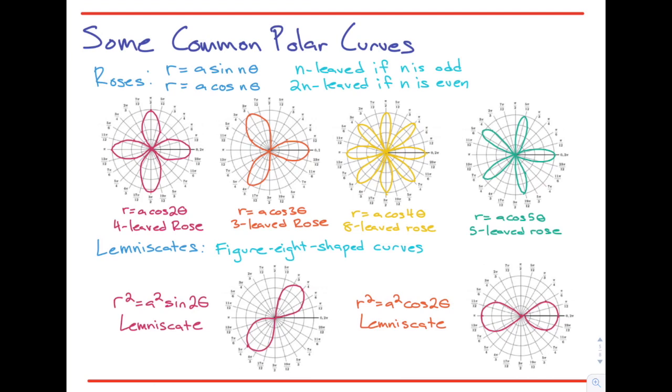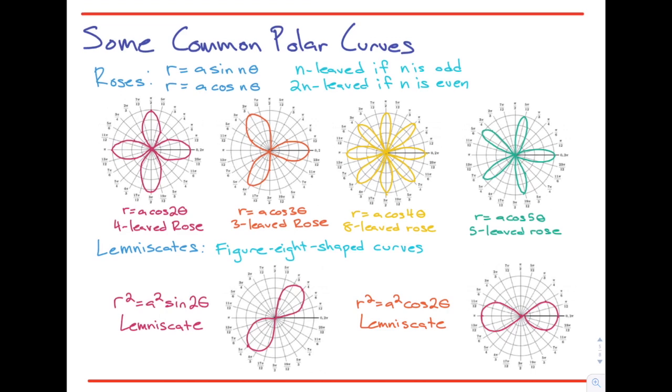So a couple examples: if we have r equals a cosine 2 theta, we have a 4-leaved rose. If r equals a cosine 3 theta, we have a 3-leaved rose, since 3 is odd. If r equals a cosine 4 theta, we have an 8-leaved rose, because n is even, we have a 2n-leaved rose. And then if r equals a cosine 5 theta, we have a 5-leaved rose. Step forward from that is a lemniscate. If we have r squared equals a squared sine 2 theta or r squared equals a squared cosine 2 theta, we have these figure 8 shaped curves.